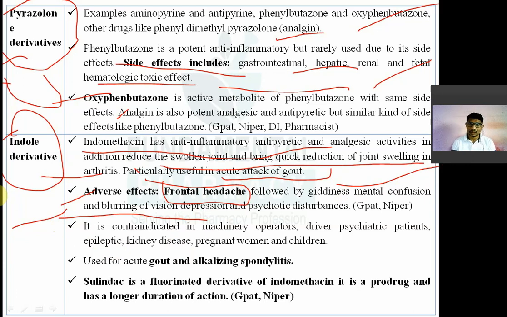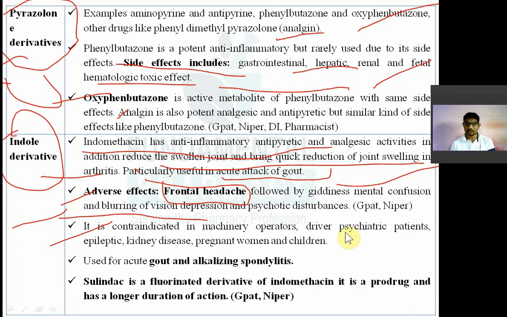तो ऐसा नहीं होना चाहिए कि आप ट्रिप पे जा रहे हो, ड्राइवर ने इंडोमिथासिन ले लिया और उसको मेंटल कन्फ्यूजन और डिप्रेशन हो गया, और उसने ठोक दिया गाड़ी, आपका तो विकेट गिर जाएगा. So that is why indomethacin is contraindicated in machinery operators and drivers, because of producing mental confusion, blurring of vision, depression, etc.